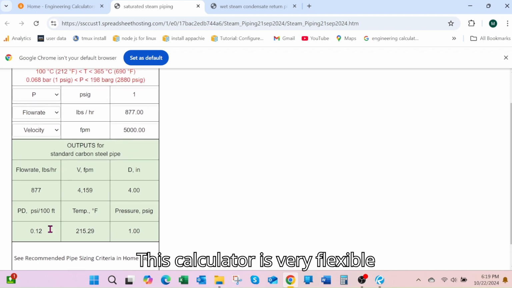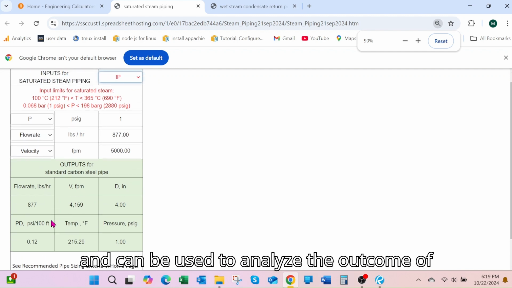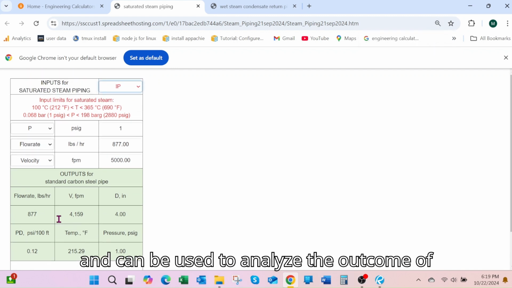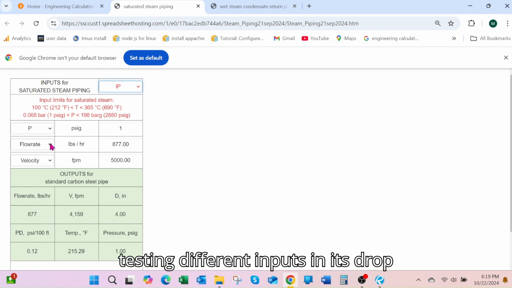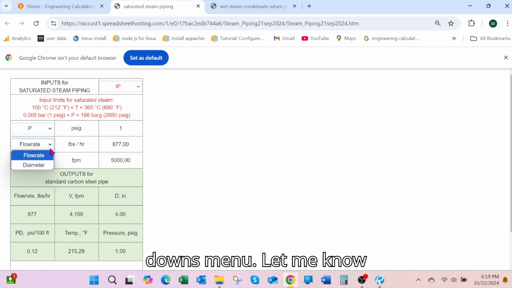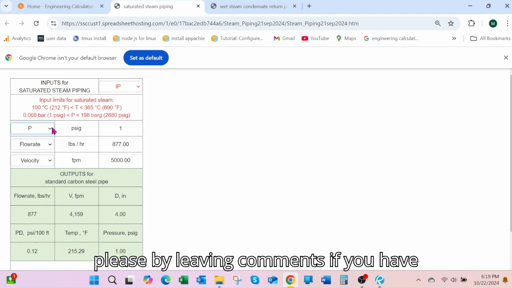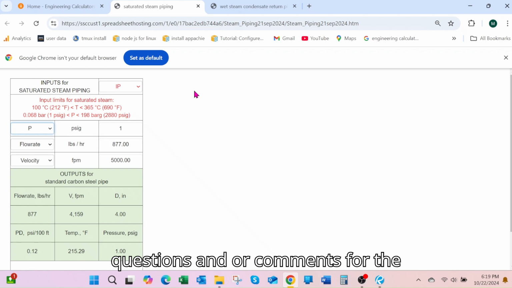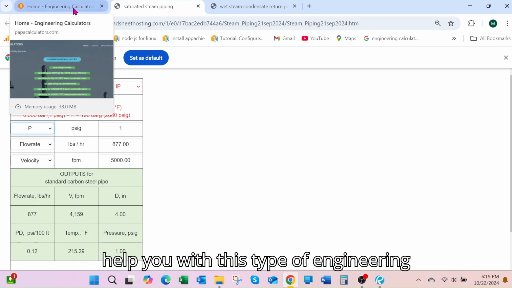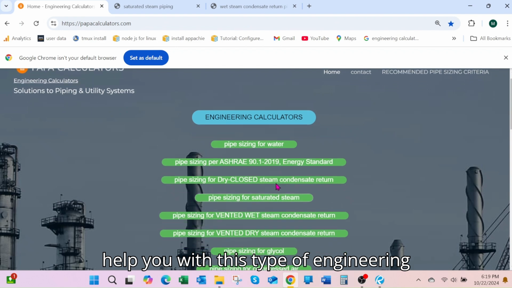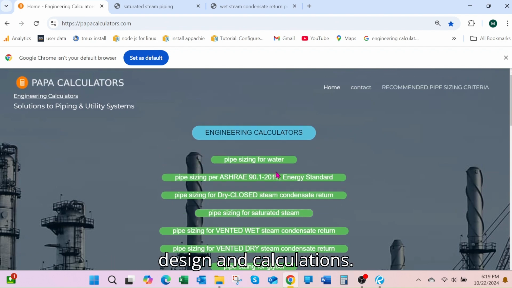This calculator is very flexible and can be used to analyze the outcome of different situations by easily testing different inputs in its drop-down menus. Let me know please by leaving comments if you have questions and/or comments for the online calculators and/or I can help you with this type of engineering design and calculations.